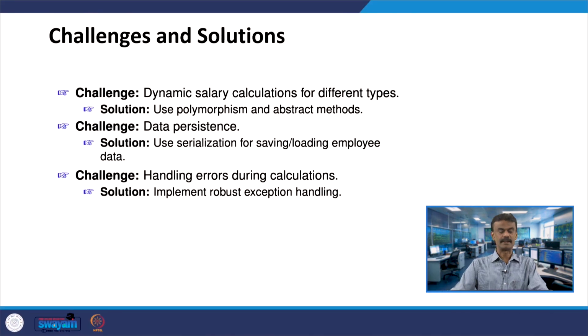So, we have seen the complete case study. In fact, we have seen 2 case studies using Java. Now, in this problem, what are all the challenges you are facing? The challenge is dynamic salary calculation. We have seen 3 different types of employees: permanent, contract and intern. So, how to do the dynamic salary calculation? For this, the solution we gave was to use polymorphism, overriding, and abstract methods.